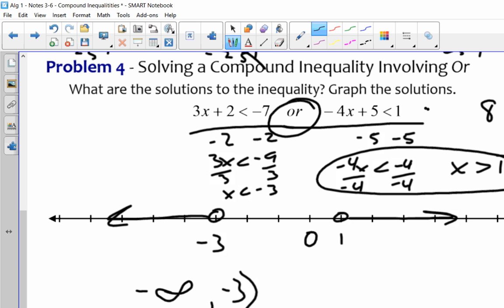And remember, with infinity, we always use parentheses, okay? For the second part over here, at +1, it was an open circle, so that meant parentheses, and now it's going in a positive infinite direction. So I would use parentheses again for anything that has infinity. Okay.